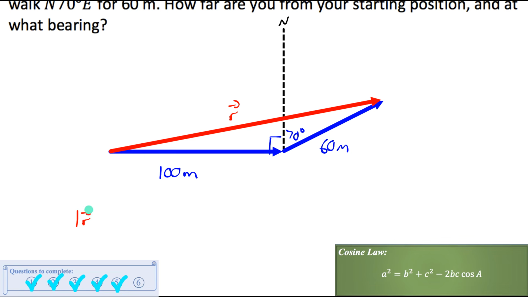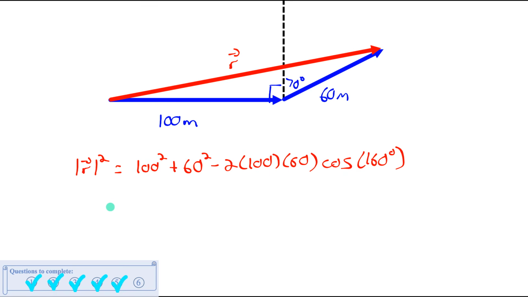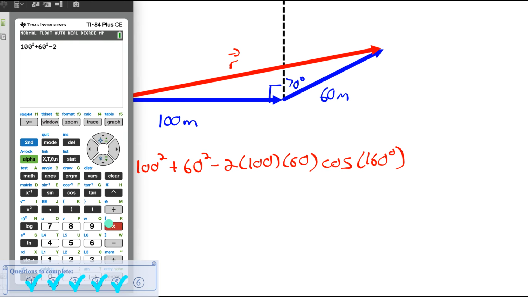It tells me that the magnitude of vector r squared would equal 100 squared plus 60 squared minus 2 times 100 times 60 times cosine of the angle that contains those two sides. 90 plus 70, that's 160, so cos of 160. And now I'll evaluate all of this and then square root it so that I can isolate the magnitude of r. Now, 160, I'm not going to be able to get an exact value for cos of 160, so I'll use my calculator to get me an approximate value. I get about 157.7 meters.